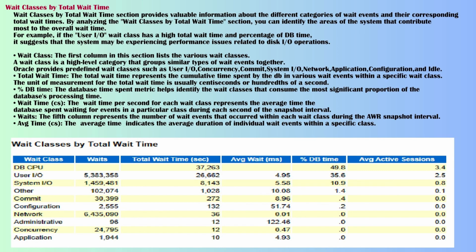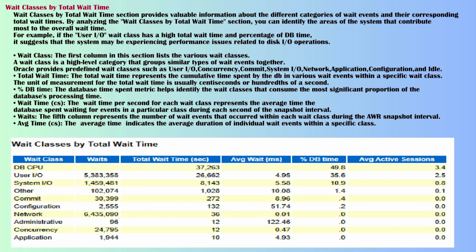The Wait Classes by Total Wait Time section provides valuable information about the different categories of wait events and their corresponding total wait times. By analyzing this section, you can identify the areas of the system that contribute most to the overall wait time. For example, if the user I/O wait class has a high total wait time and percentage of DB time, it suggests that the system may be experiencing performance issues related to disk I/O operations.